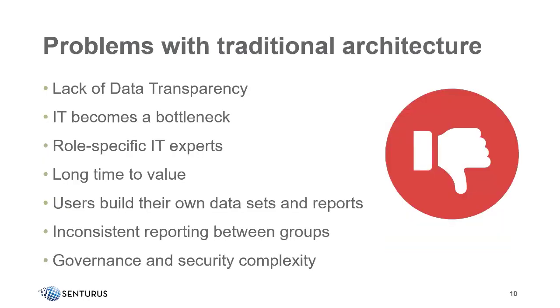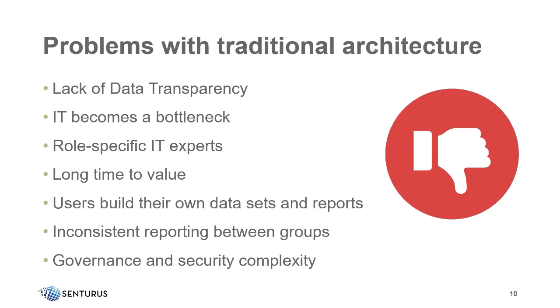First and foremost, what we'll touch on is that at Senturus, there's a few problems that we sometimes see with traditional architecture, right? So not utilizing Microsoft Fabric. Some of the things we see is lack of data transparency across the business. There can often be several black boxes in finance and analytics and all these different teams. They might not know where my source data is coming from, or why this transformation is happening, et cetera.